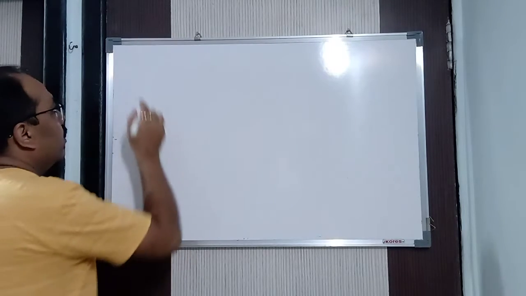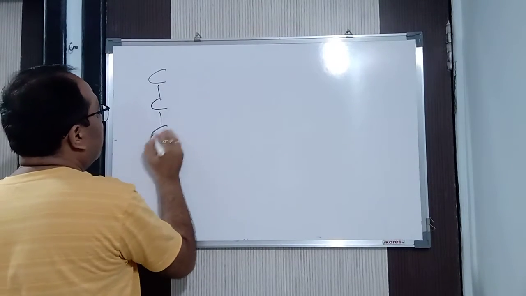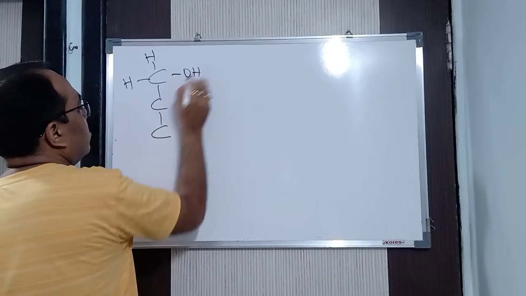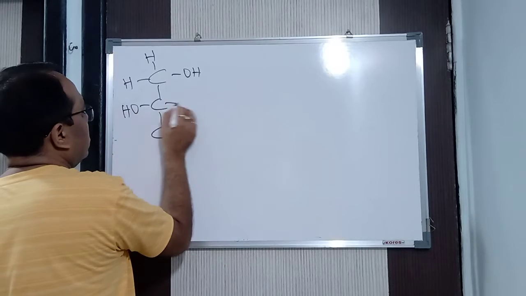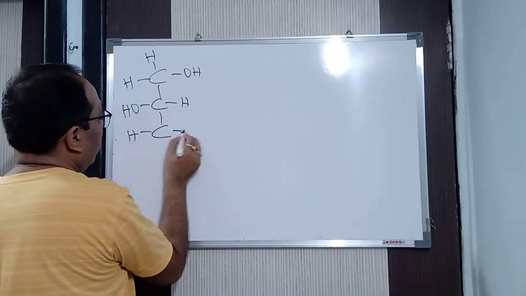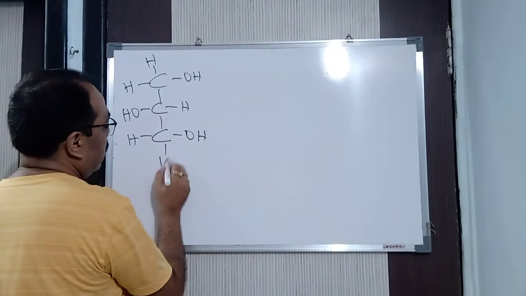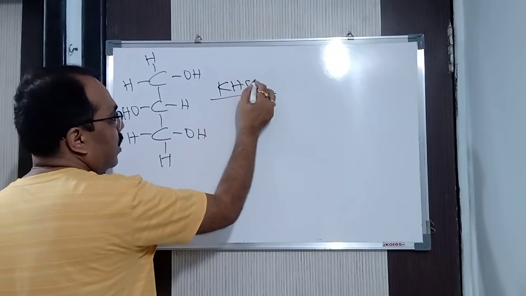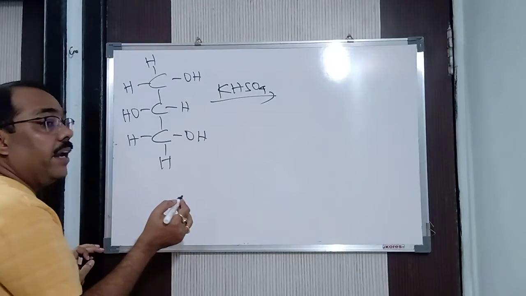Alright, so what I will do is make it much easier for you. I will be writing the structure completely so that it will be easier for you to understand. Now I will take potassium bisulfate, KHSO4, which also acts as a dehydrating agent.